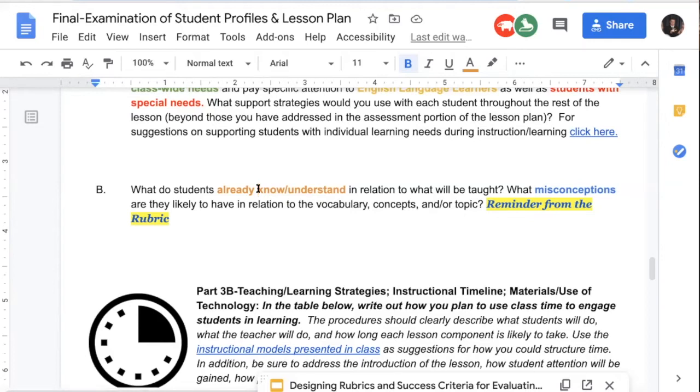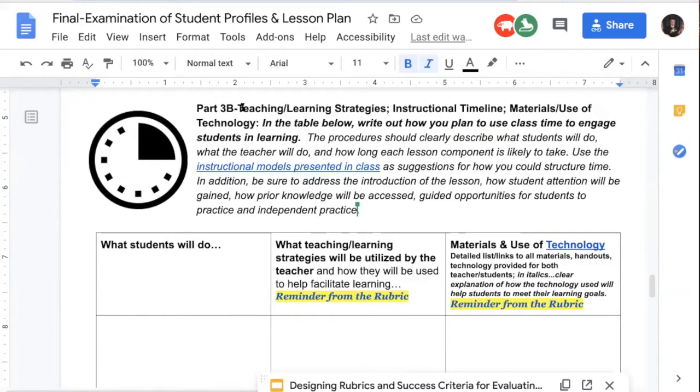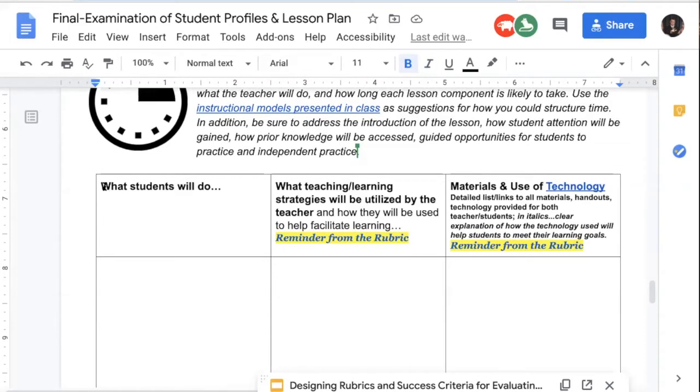What's your key piece? As well as, you look closely at it to identify, well, coming into this, what are some things that students are likely to have askew? What misconceptions are they likely to have? And you get down here and you design your teaching and learning strategies, put together your instructional timeline, your materials use and use of technology. Make sure that you address each part completely.